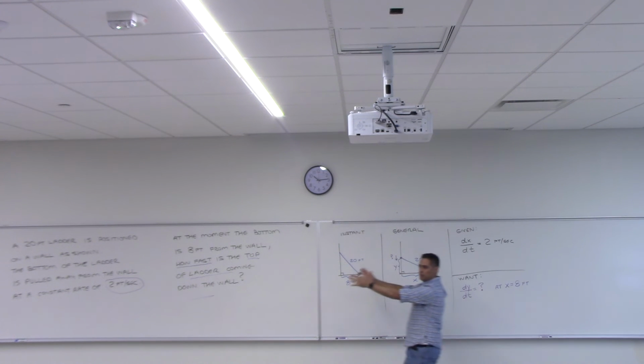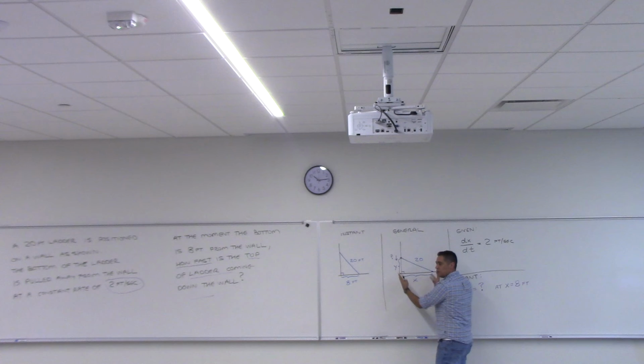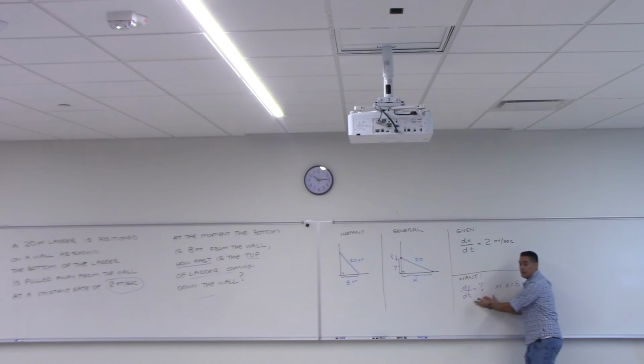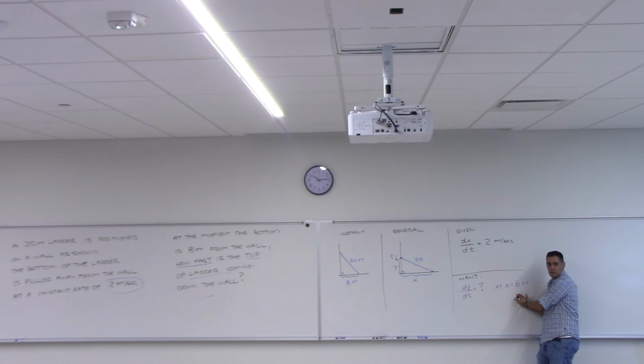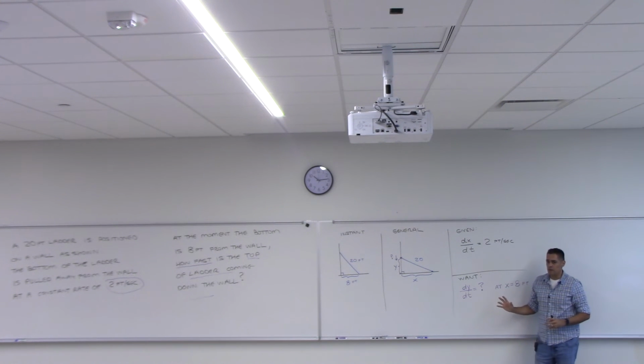Read the problem. Draw a picture of the instant. Draw a picture of the general situation where things are in motion. Assign variables where you need. Write down what you're given. Write down what you want, and write down the moment that you want it. This is all the information we need to do the problem. Any questions?